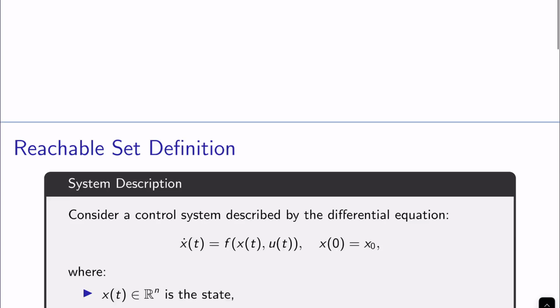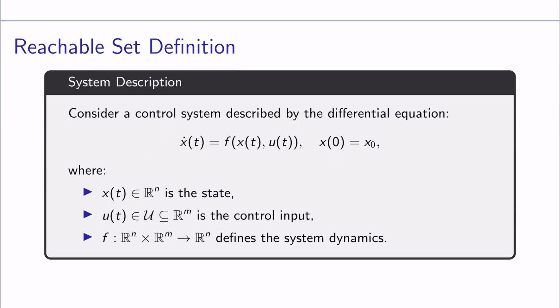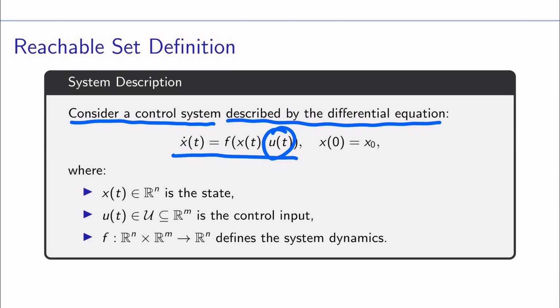Let's start with the first definition. The reachable set definition. I'm assuming this will be a short video. First, the system description: consider a control system described by the differential equation. This is the system where we have inputs, and we have an initial condition. This is the states, and this is the control inputs, where the control signal takes values from the set of admissible controls, some U set.